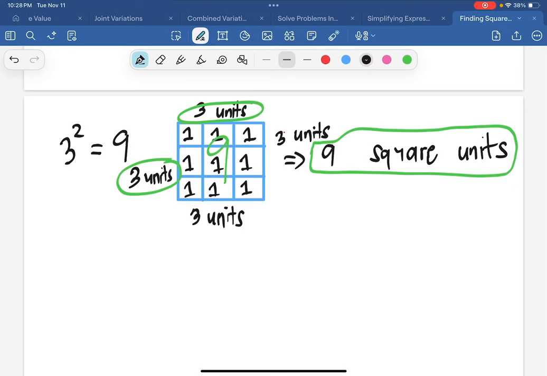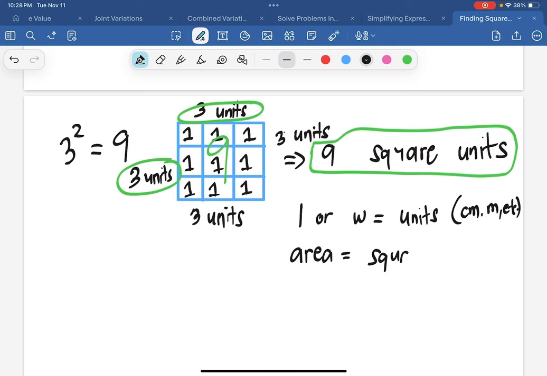Okay, let me just write. If only for length or width, just units, or it depends on the given. It could be cm, whatever is given. If we're talking about the area or the space inside, it should be in square units. Again, it also depends. It could be like this, etc.